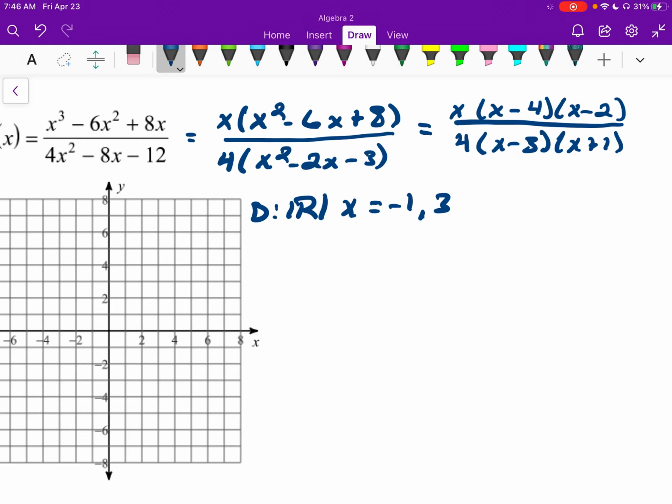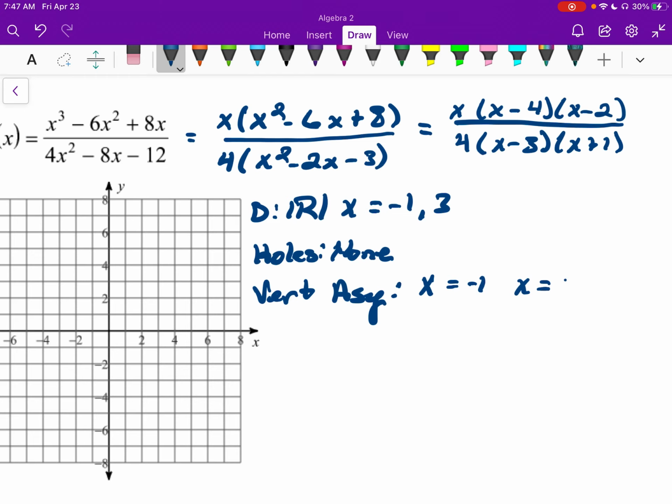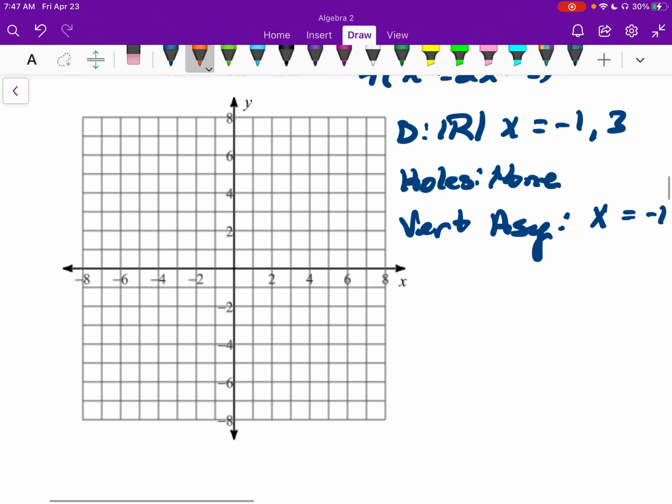What was the next thing that I always find? Holes. Can anything cancel? The answer is no, so none. Vertical asymptotes. We need to list all the excluded values that were not canceled. So that's all of them. So this will be x is -1, x is 3. Let's go ahead and graph those on our graph.